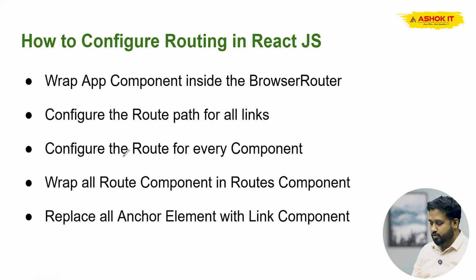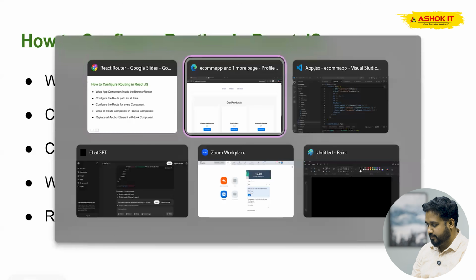So whatever anchor elements we have in our application, we have to replace them with the link component. And the href attribute, we have to replace with our to prop. So see here practically what we have to do. So let's go to our Visual Studio Code.